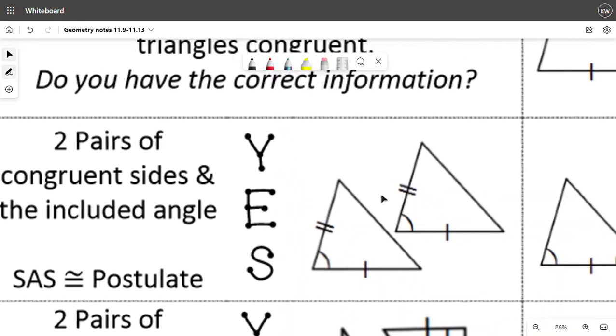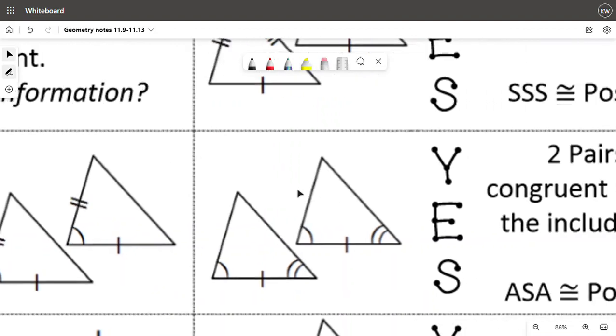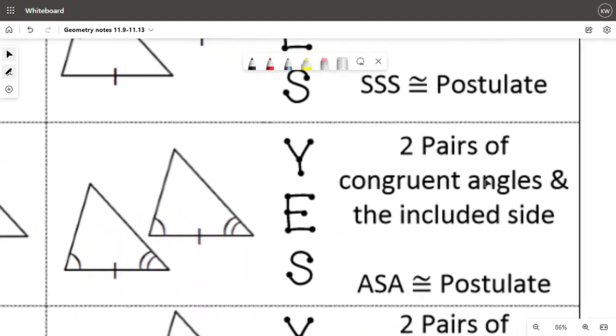All right, now, onto our next one. We're talking angle-side-angle. This is 2 pairs of congruent angles and the included side, so the side that's in between those 2 angles. So we got this angle is congruent to this angle, and this side is congruent to this, and this side is in between those. Has to be in these orientations so far for these to be congruent. So this is called the angle-side-angle postulate.